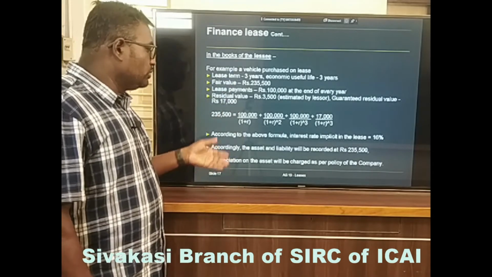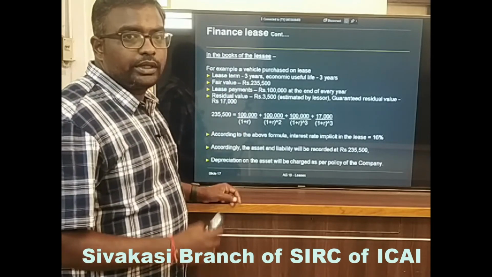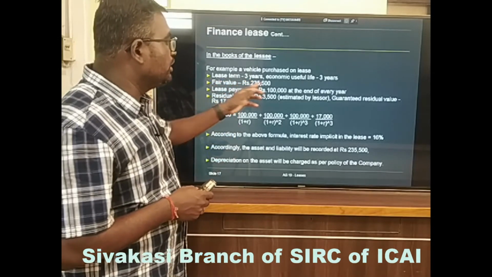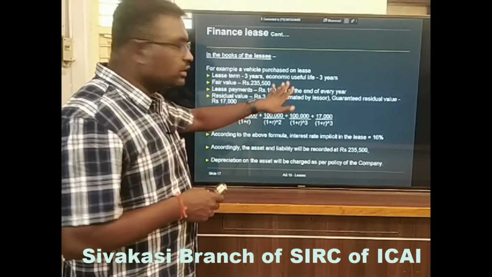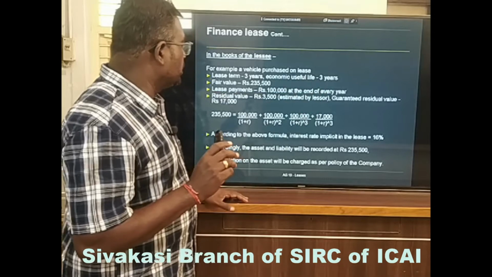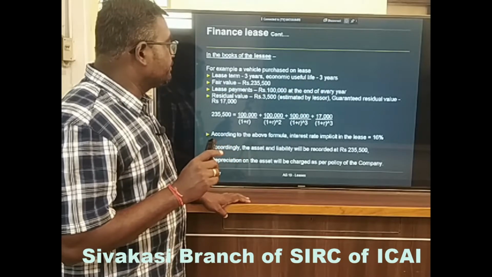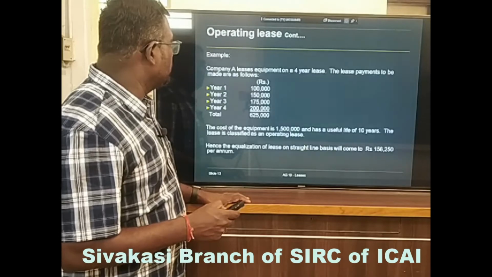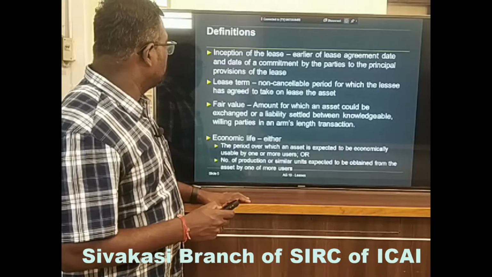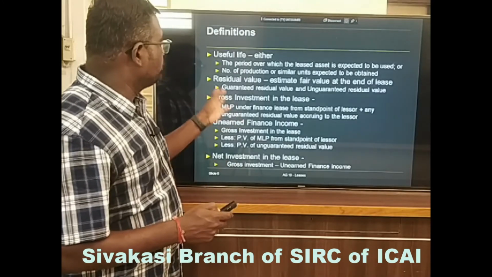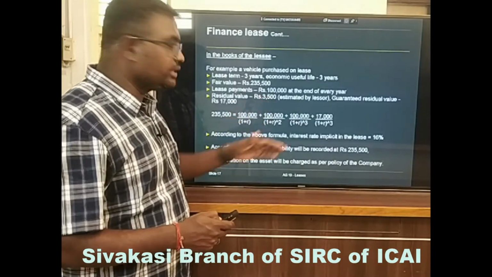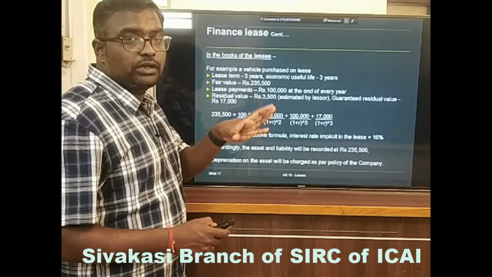So you can see how to account for this in the lessee books and also lessor books. In the lessee books, the lease term is 3 years, and the economic useful life is 3 years. When I say economic useful life, it is the entire useful life of the asset itself, 3 years. Useful life is different from economic useful life. Useful life is just the lessee's useful life of that asset. Economic life is the entire useful life of that asset.